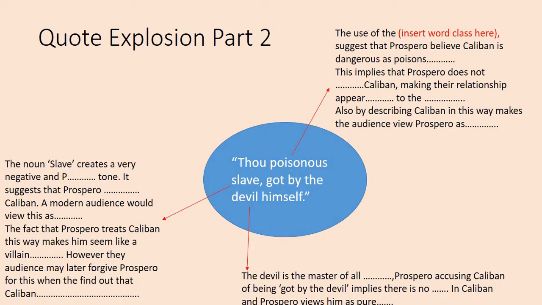Also, by describing Caliban in this way, makes the audience view Prospero as what? If you were to call somebody poisonous, the people listening to you speaking, how are they going to feel about that? That's a very dramatic way of describing somebody. So what does that make you seem like? How does that make you come across? Think about that in relation to what our question is. We're looking at what's good and what's bad about Prospero, aren't we? Because we're looking at where is he a villain, where is he a hero.